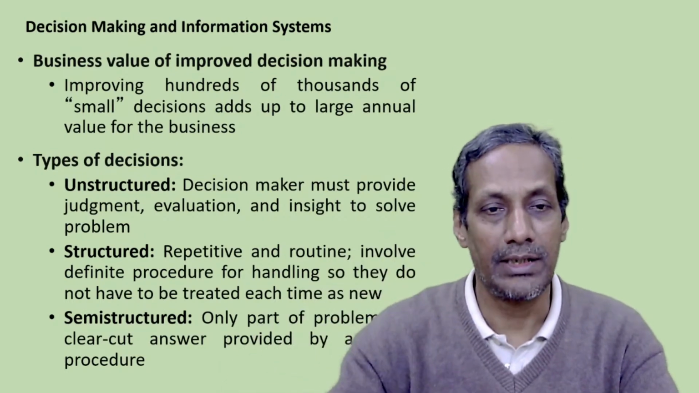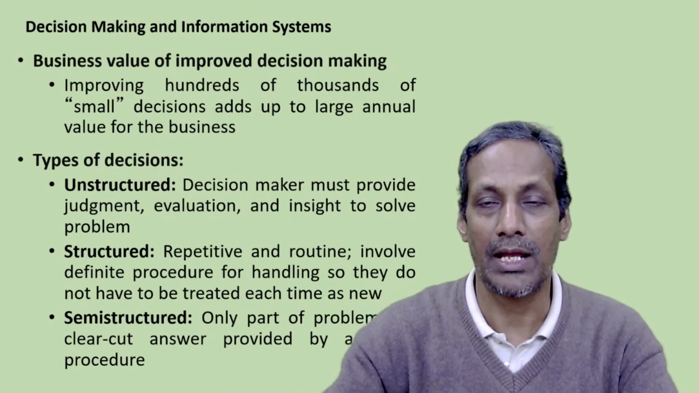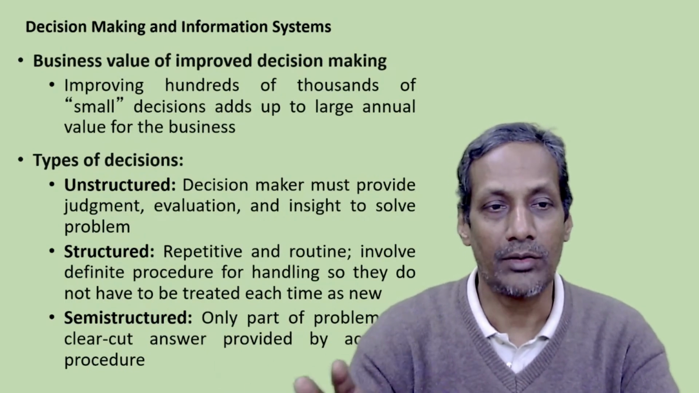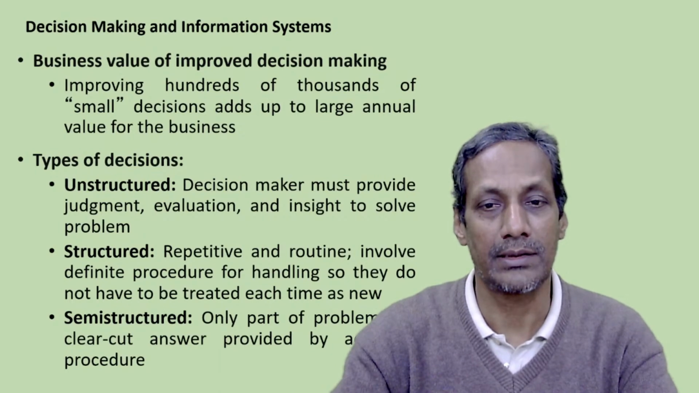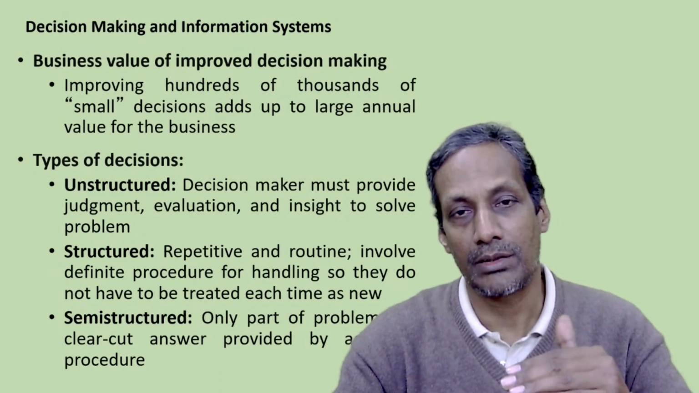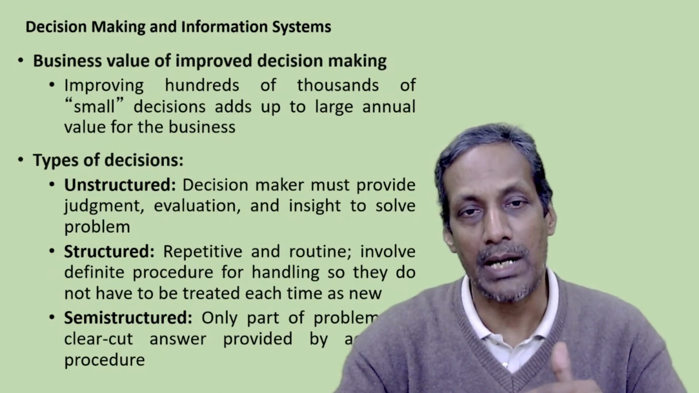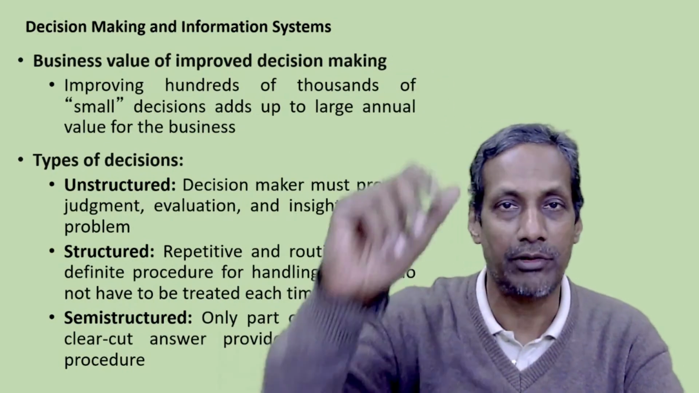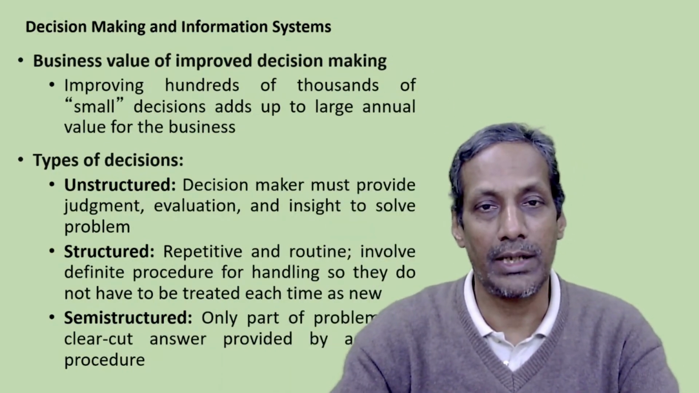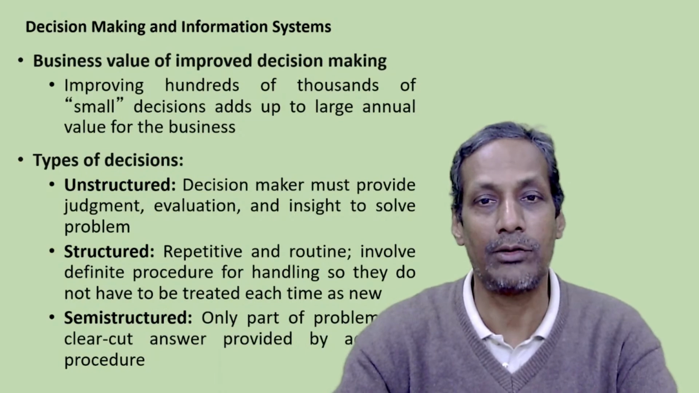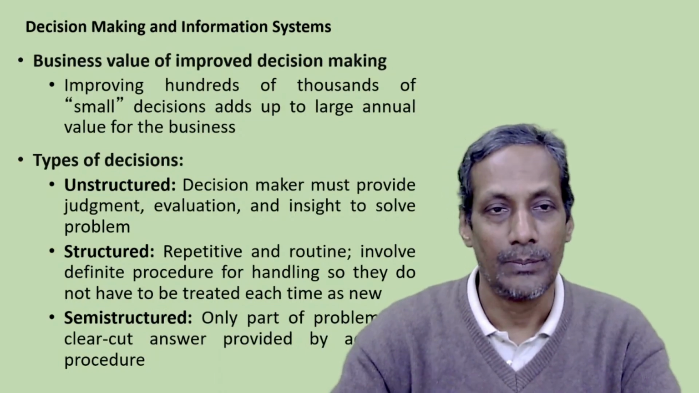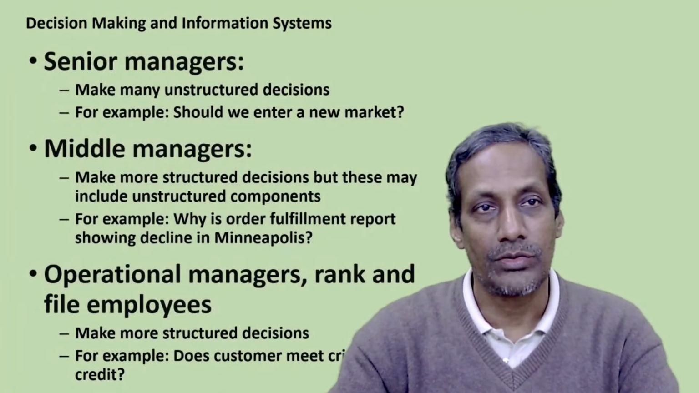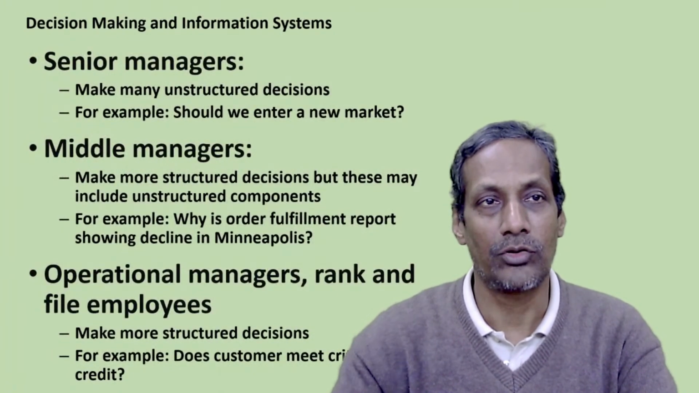Then the second level is the semi-structured decision making done by tactical managers. Only part of the problem has a clear-cut answer provided by accepted procedure. So semi-structured decisions are partly programmable, partly non-programmable. And at the top level, managers are involved in unstructured decision making. Decision makers must provide judgment, evaluation, and insight to solve problems. So unstructured decision making is carried out by senior managers.